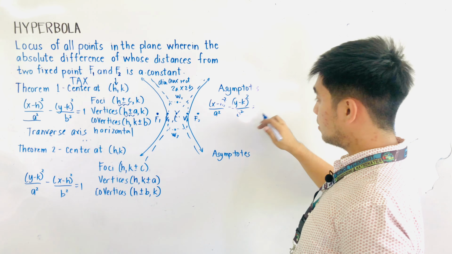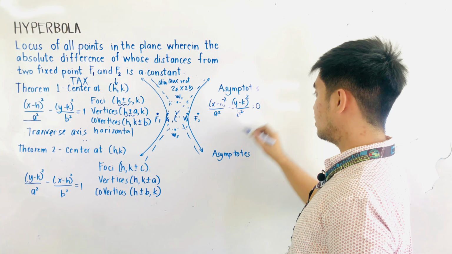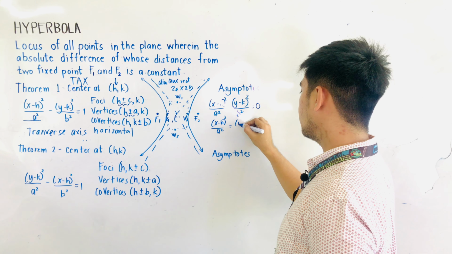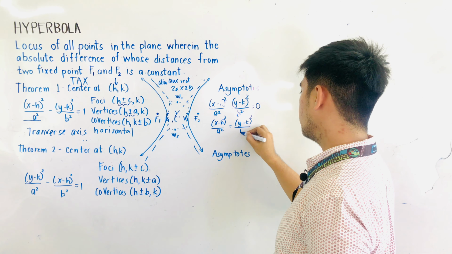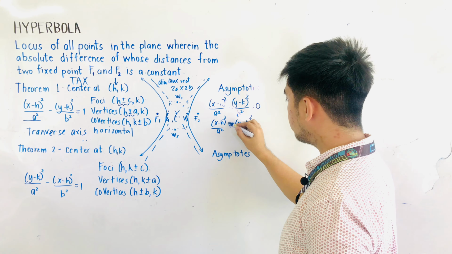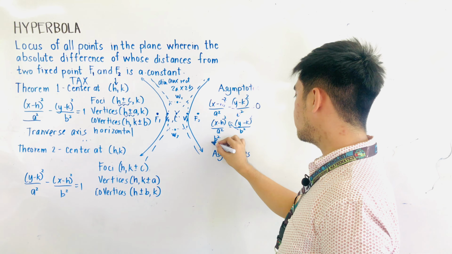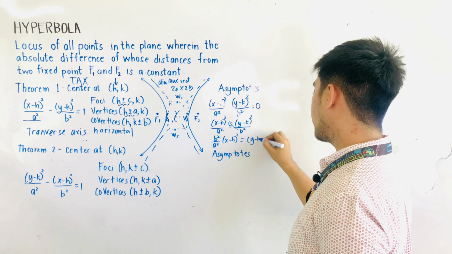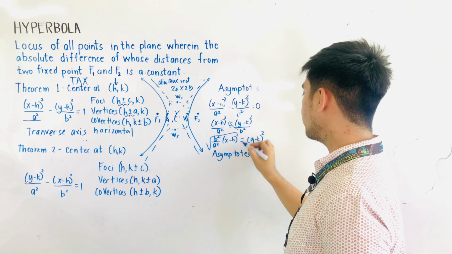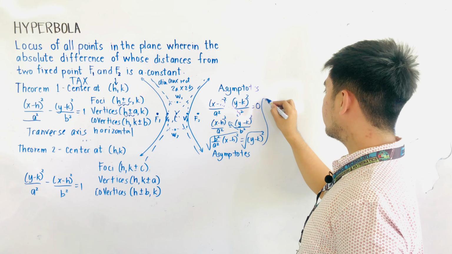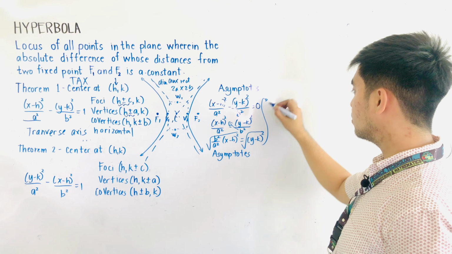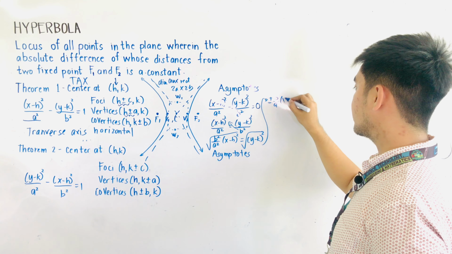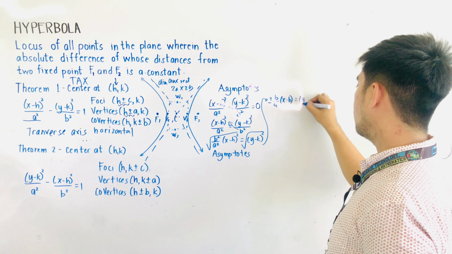So it is not anymore equal to 1, therefore this is equal to 0, and this becomes (x minus h) quantity squared over a squared is equal to (y minus k) quantity squared over b squared. Cross multiply b squared to the other side, therefore this becomes b squared over a squared times (x minus h) quantity squared is equal to (y minus k) quantity squared. Get the square root of both sides, and this becomes plus minus b over a times (x minus h) is equal to y minus k.